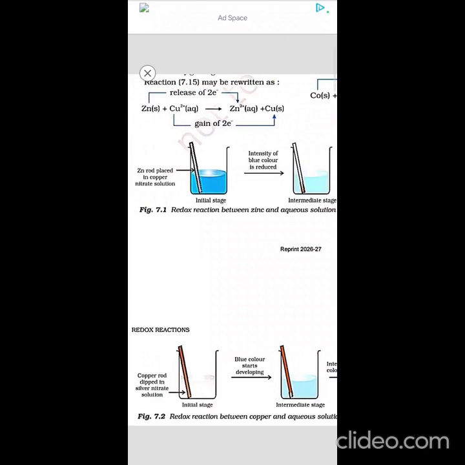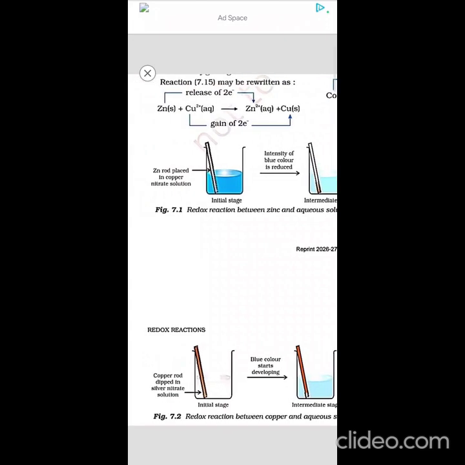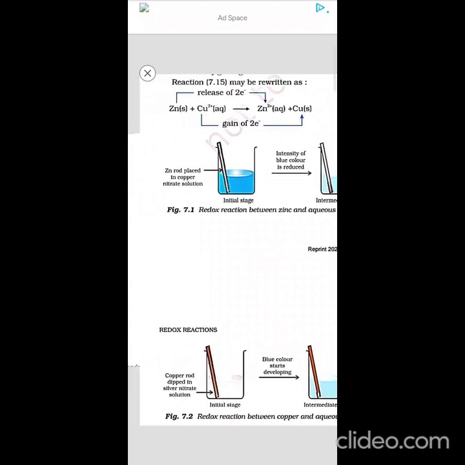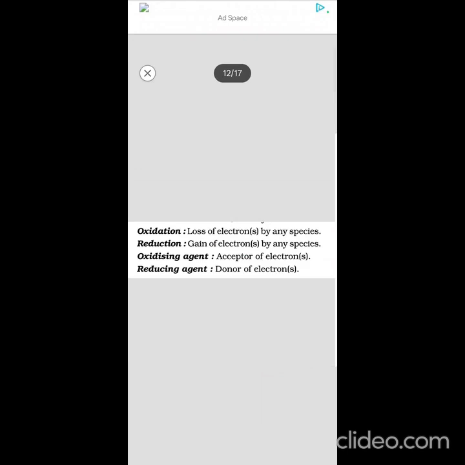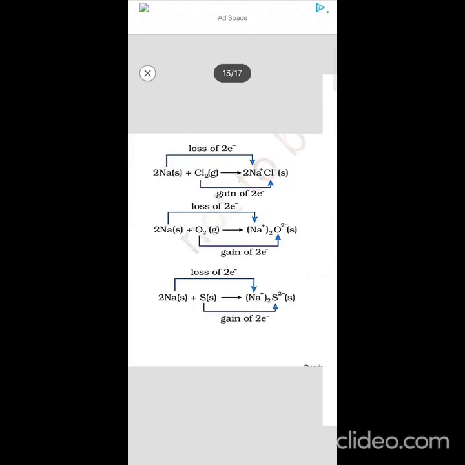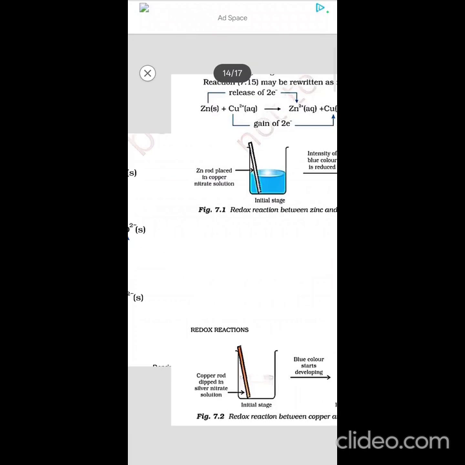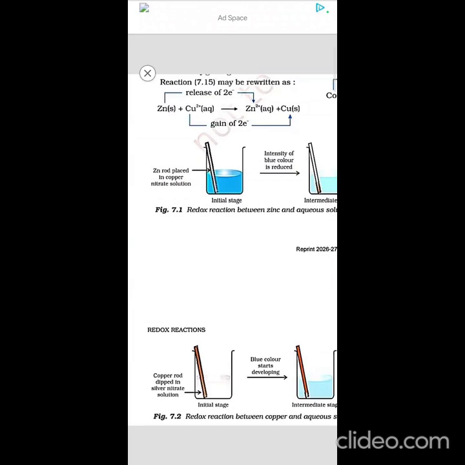And another concept is of oxidizing agent and reducing agent. I have said earlier, an oxidizing agent is an acceptor of electrons and a reducing agent is a donor of electrons. Okay. So in this example, zinc donates electrons.